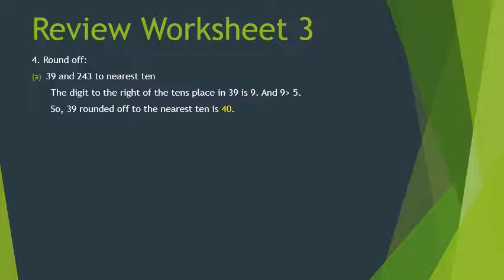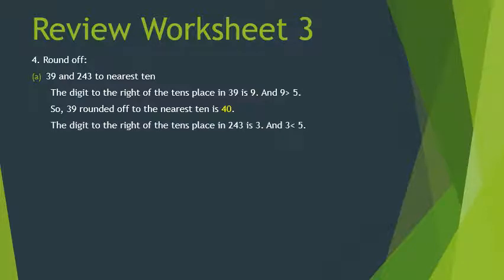Because 9 is greater than 5, we will add 1 to the digit at the rounding place, which is 3. So 3 plus 1 will be 4, and replace all the digit to the right of the rounding place by 0, and we have 9 to the right of the 3. So we will replace 9 by 0. So 39 rounded off to the nearest 10 is 40.